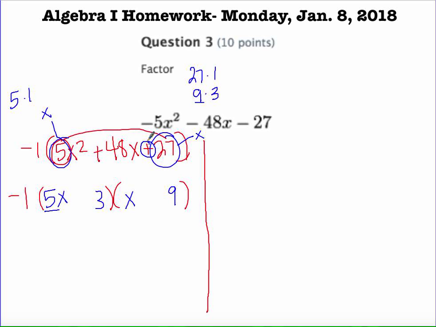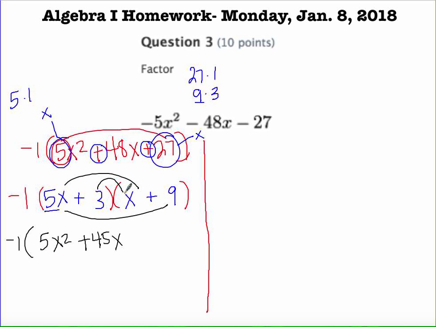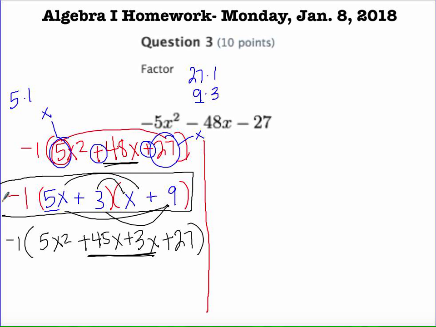This tells me both signs match. This tells me both signs were positive. So let me check this out and see if it FOILs back out to the beginning problem. So the -1 is outside. I would have 5x times x is 5x squared. 5x times 9 is plus 45x. 3 times x is plus 3x. 3 times 9 is 27. And when I combine like terms in the middle, it does go back to 48x. So this whole piece here would be part of your answer if you decided to pull out the -1 first.